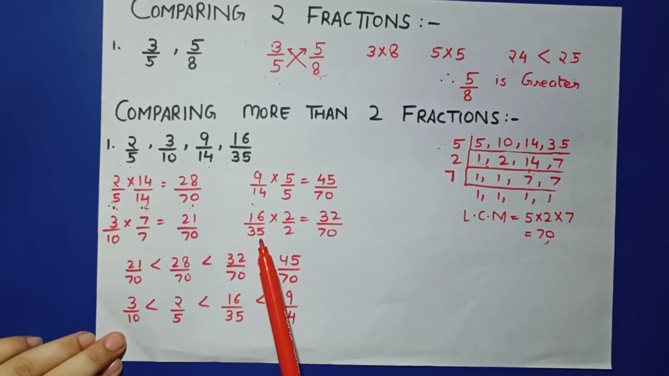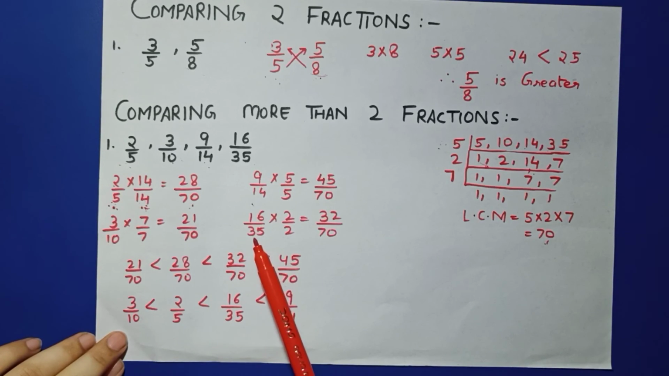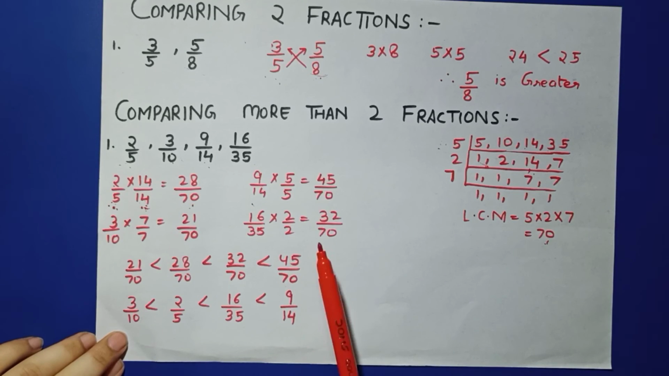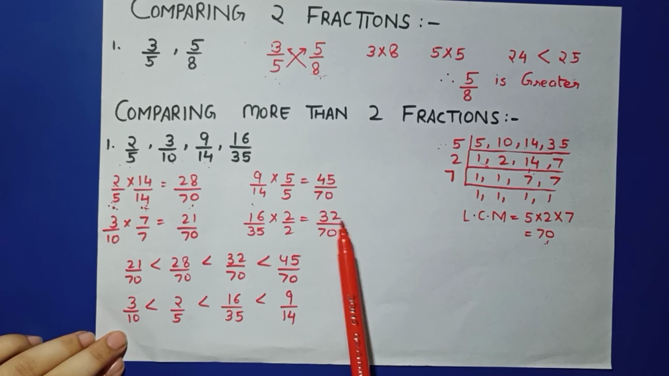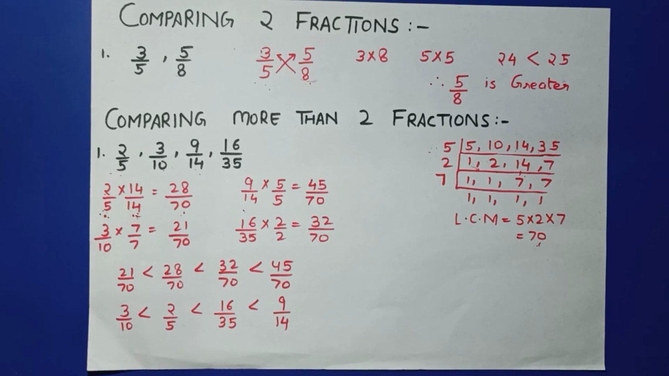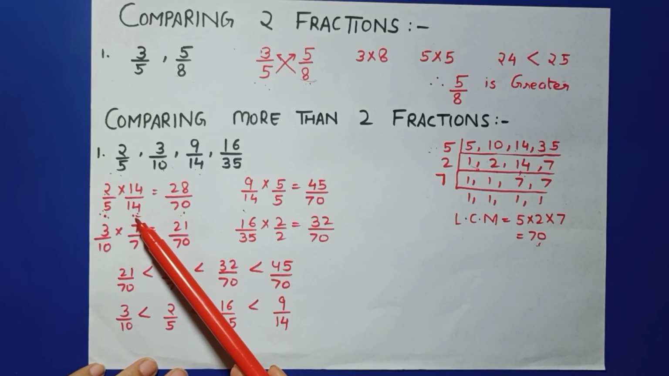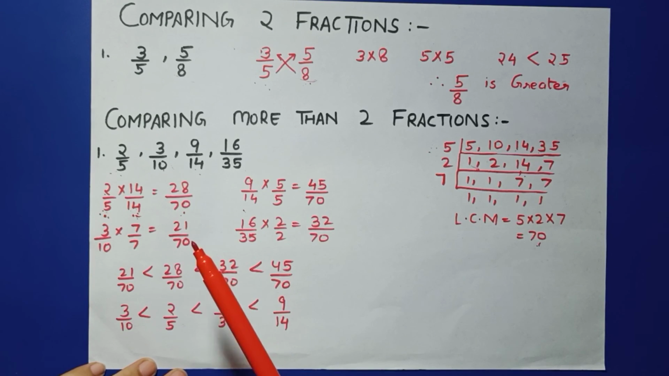Next one is 16 upon 35. So we'll multiply the denominator 35 by 2, then it becomes 70. Then 16 should also be multiplied by 2. 16 into 2 is 32. And when we have converted all these fractions into like fractions where the denominators are the same, 70, 70, 70 and 70, now these are easier to compare.